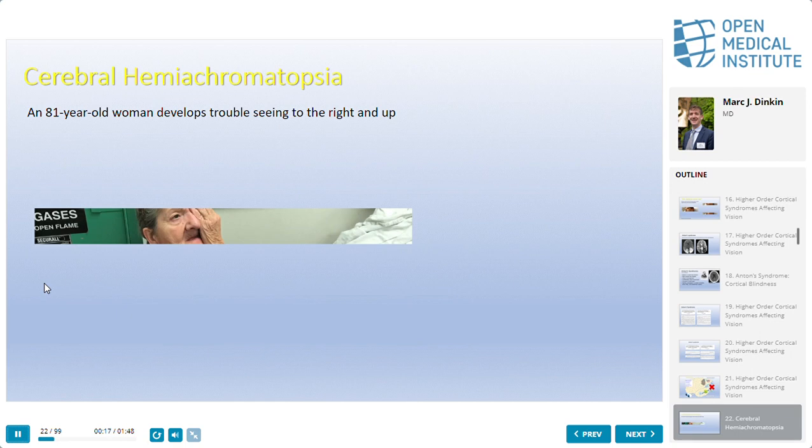When you hear about color vision loss, you usually think about it in one eye, right? Color vision loss in your right eye, what does the patient have? Optic neuritis or macular degeneration, something macular or optic nerve. But here, I'm not talking about color vision loss in one eye. I'm talking about it in one visual field. Very rare. Let's see what happens.